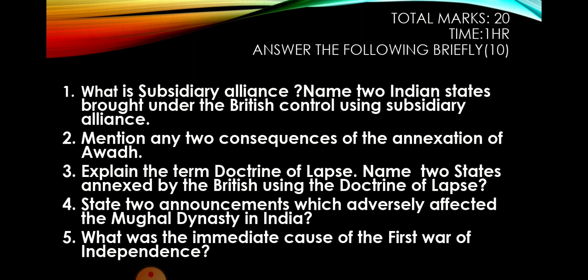The third question, explain the term doctrine of lapse and name 2 states annexed by the British using the doctrine of lapse. For the first part of the question, the explanation of the term doctrine of lapse, 1 mark will be there. Then the second part, when you are writing 2 states which were annexed by the British using the doctrine of lapse, another 1 mark will be given.